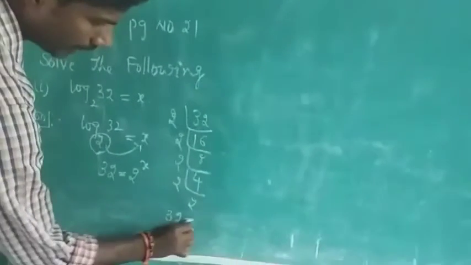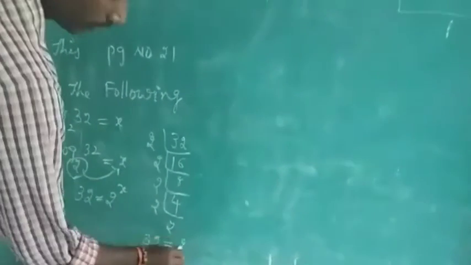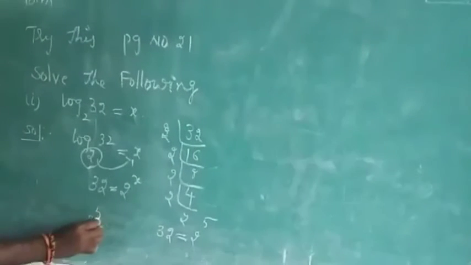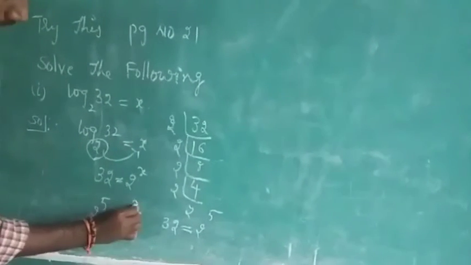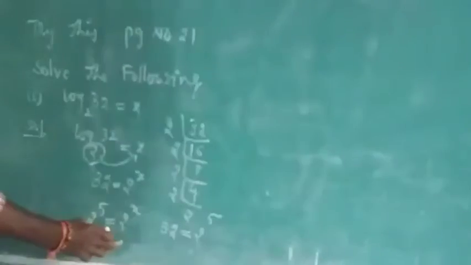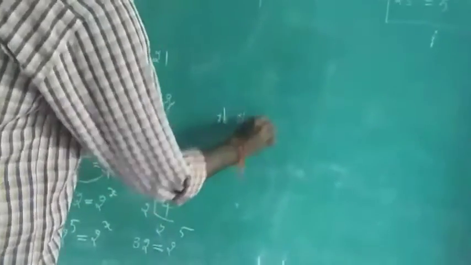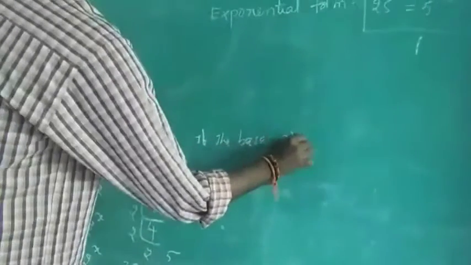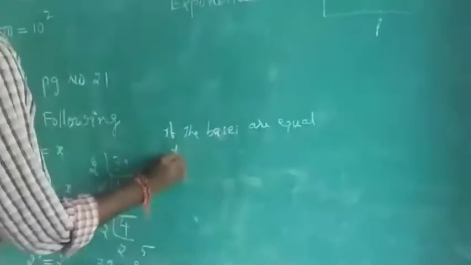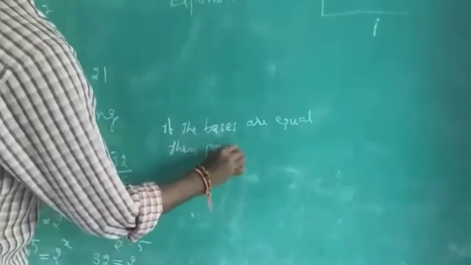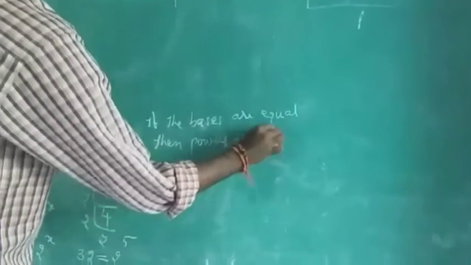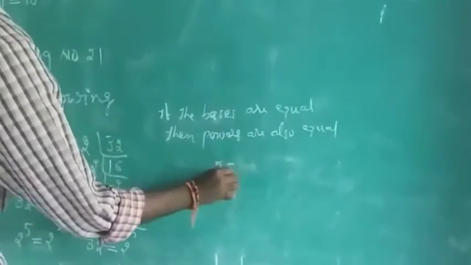So 32 you can write as 2 to the power of 5, counting 1 2 3 4 5. Then 2 to the power of 5 is equal to 2 to the power of x. We know that if the bases are equal, then the powers are also equal. So therefore you can write that 5 is equal to x, which means the x value is 5. Concentrate on all these problems.